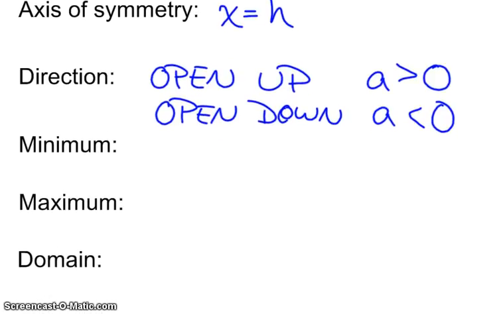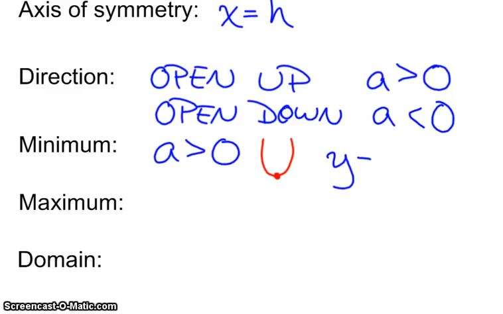Now the minimum and the maximum are easy to get mixed up, so we have to be very careful with this. The minimum is the result of a being greater than 0, because our parabola actually opens upward. So we're going to have a minimum point, a point at the very bottom, where the parabola doesn't go any lower than that. And we call that minimum y equals k. It's the value of the y coordinate there, the value of k.